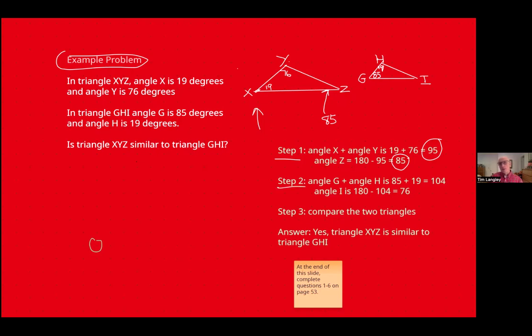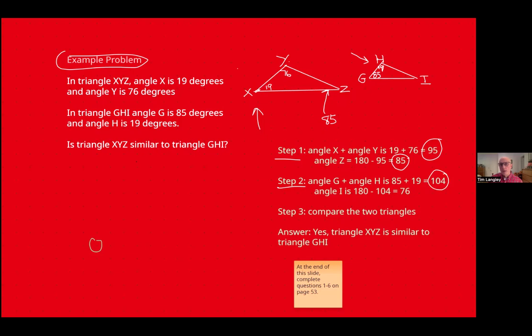So what we're looking at is this top triangle here. I'm going to add those two angles together, and I'm going to get 85 degrees. So angle G plus angle H is 85. I'm sorry, 85 plus 19 is 104 degrees. So I added the 85 plus the 19, and I got 104.